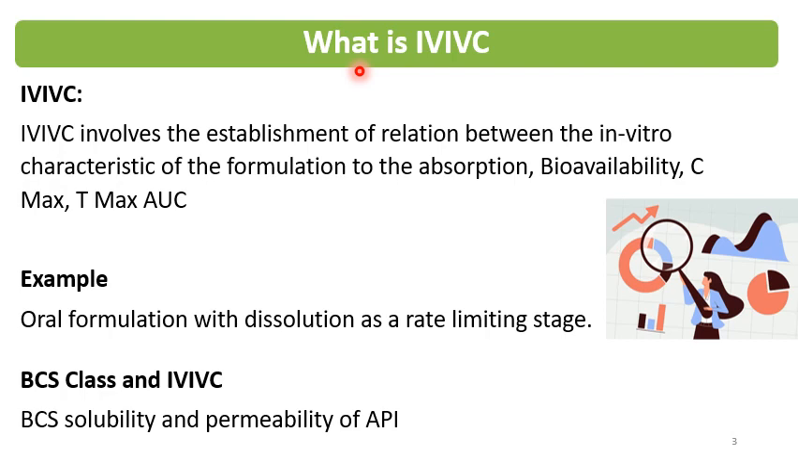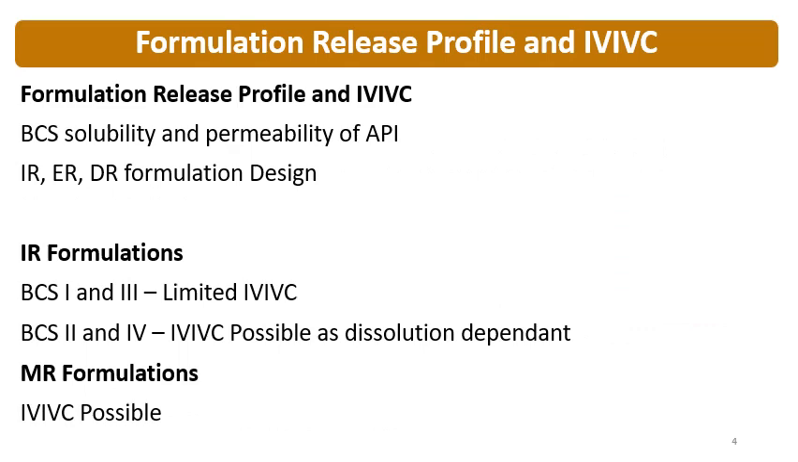BCS class of the API and the release characteristic of the API: the BCS solubility and permeability of the drug substance or API has a huge impact on IVIVC establishment. So for formulation release profile versus IVIVC, we can consider the IR, ER and DR formulation design. If the formulation is made with a BCS class 1 or 3, that is a highly soluble API, and it is a rapidly dissolving formulation, then IVIVC will be very limited, because for this type of formulation dissolution is not the rate limiting stage, but gastric emptying and permeability will be the rate limiting stage.